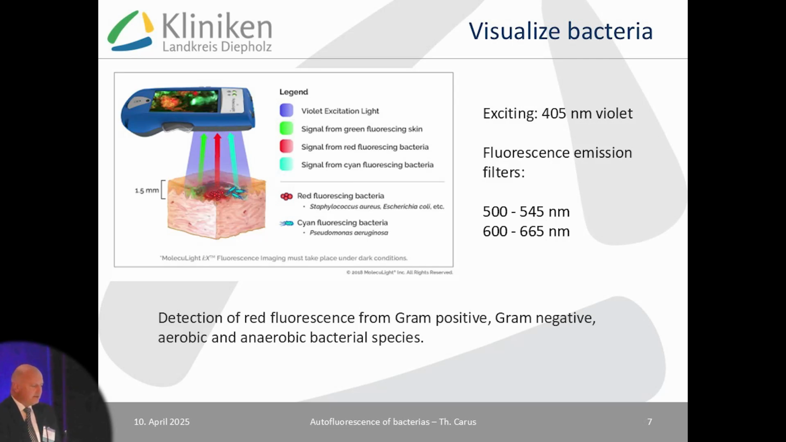Normally a lot of bacteria have a red autofluorescence, and for example, Pseudomonas aeruginosa has a cyan fluorescence. You can sometimes see by the color which bacteria are there, gram-positive, gram-negative, aerobic, anaerobic, and it's really fascinating if you see the next slide.